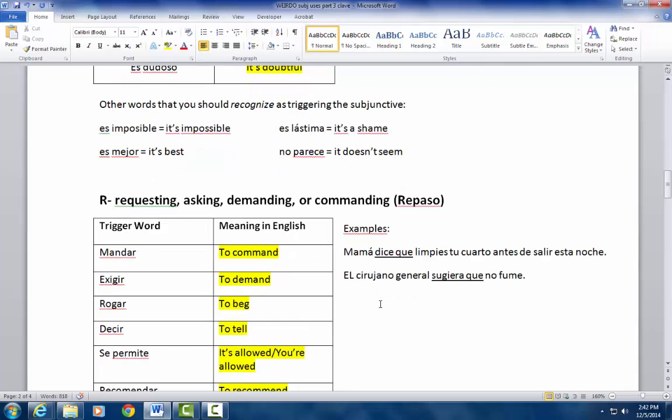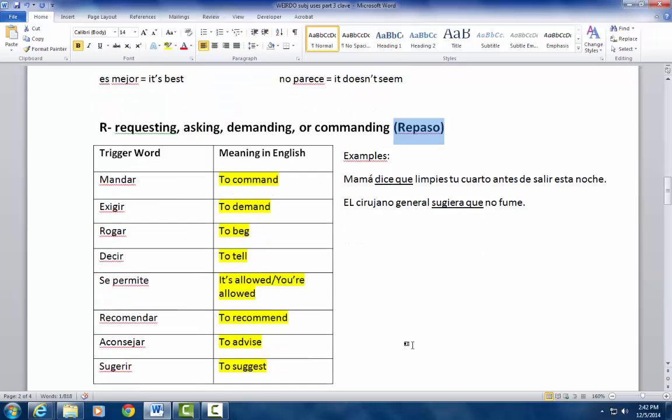Okay, now let's go on to the R's. We also already covered this. This is for another repaso. Requests, demands, asking, and commanding. Mandar, to command. Exigir, to demand. Rogar, to beg. Decir, to tell. Se permite, it's allowed, you're allowed. Recomendar, to recommend. Aconsejar, to advise. Sugerir, to suggest.